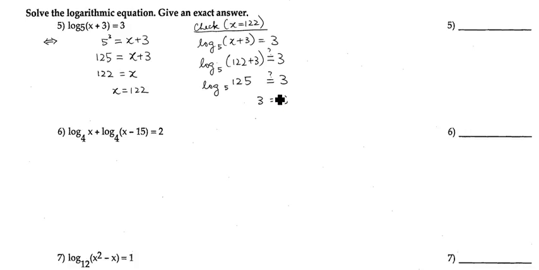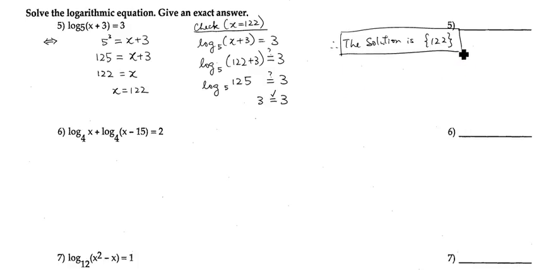So finally, I cannot simplify either side. Then I check it out and see if they are really the same. Are they the same? Yes. So I give it a check. So therefore, what would be the solution? The solution is 122 in a bracket. Do not say the solution is 3. That's a very common mistake.